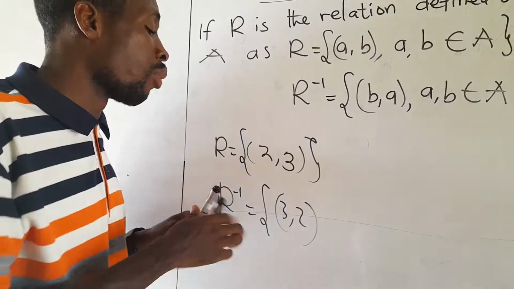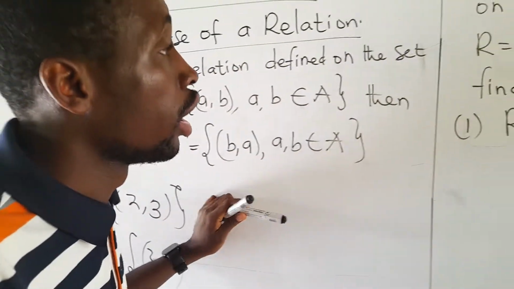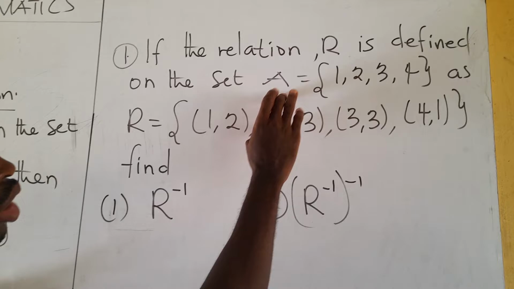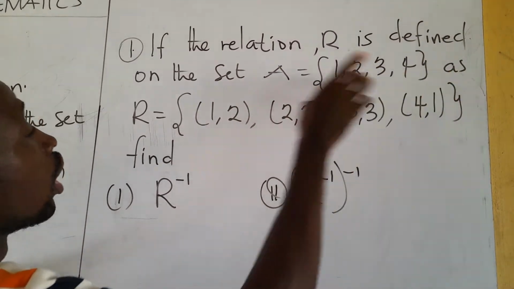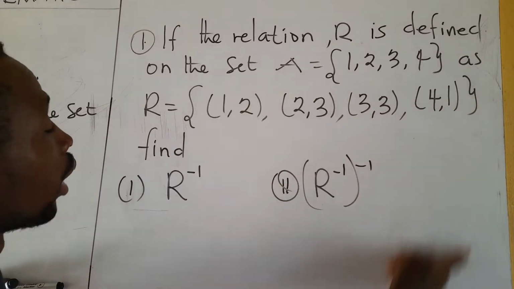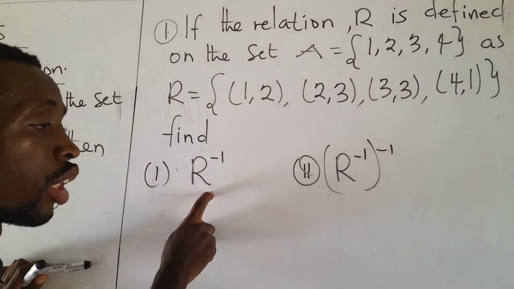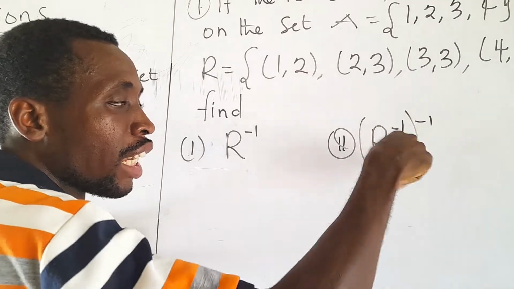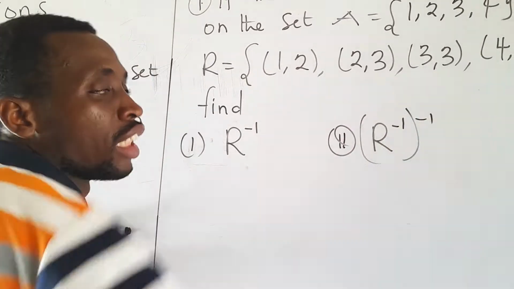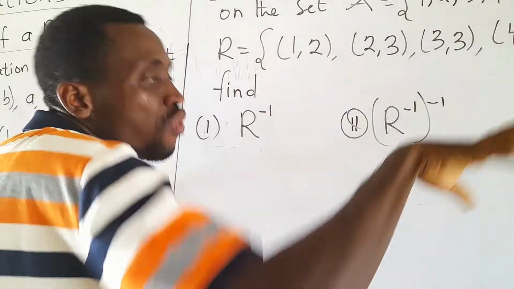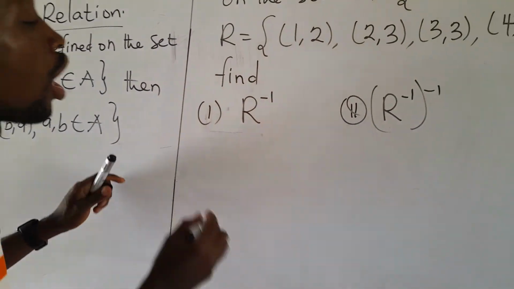Now let's look at a sample question on this. They say if the relation R is defined on the set A, which is equal to {1, 2, 3, 4}, as {(1, 2), (2, 3), (3, 3), (4, 1)}, find the inverse of R. Then find the inverse of R inverse again. That means you find the inverse of R inverse. So now let's see what happens.